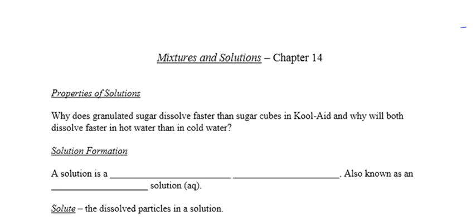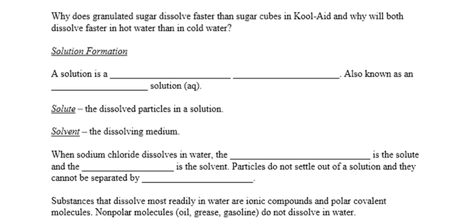A solution is a homogeneous mixture, which we also know as an aqueous solution. And remember, aqueous solutions have the symbol AQ after the formula. We have two definitions right now. The solute is the dissolved particle. The solvent is what dissolves the particle.